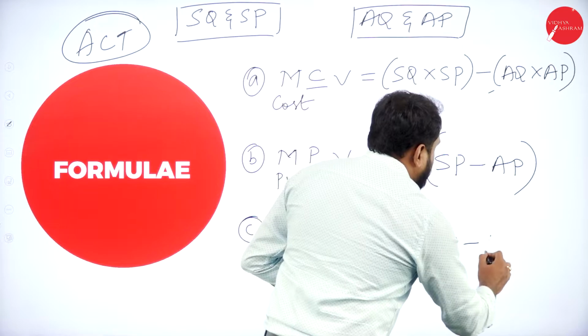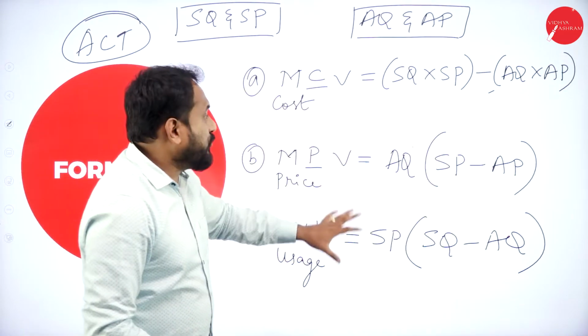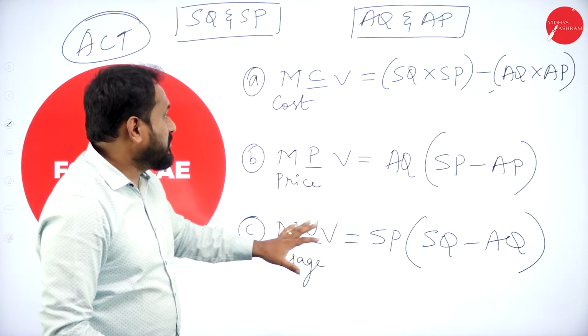Standard quantity minus actual quantity. This is what the formula is. And to verify this formula, what you are supposed to do is very simple.